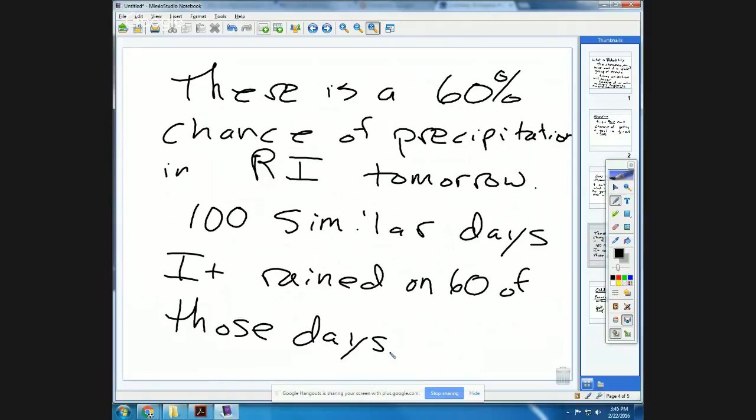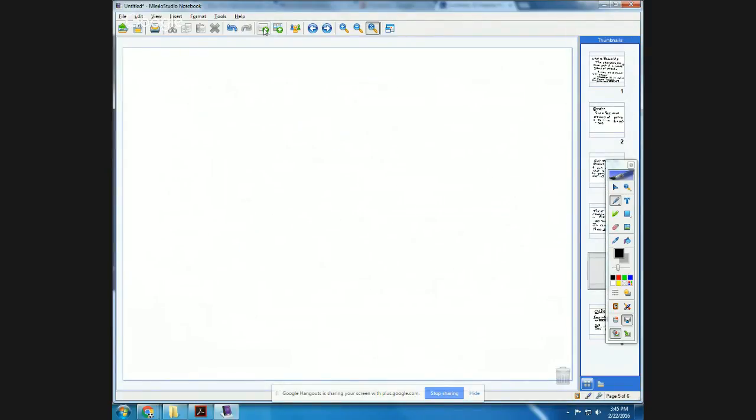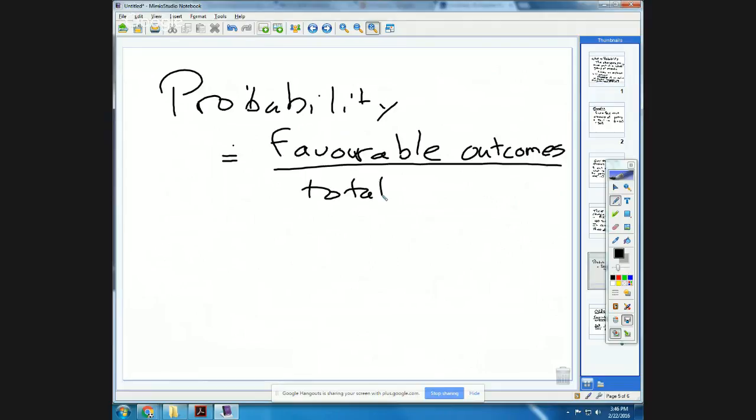So let's get back to the other ways. We have to be a little more specific about what things mean. What do we mean by outcome? How is chance different than probability? There's something to address next. So one definition of probability is favorable outcomes over total outcomes.